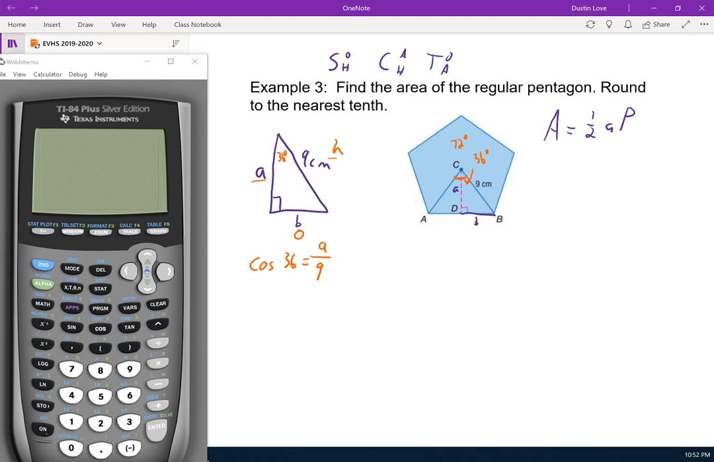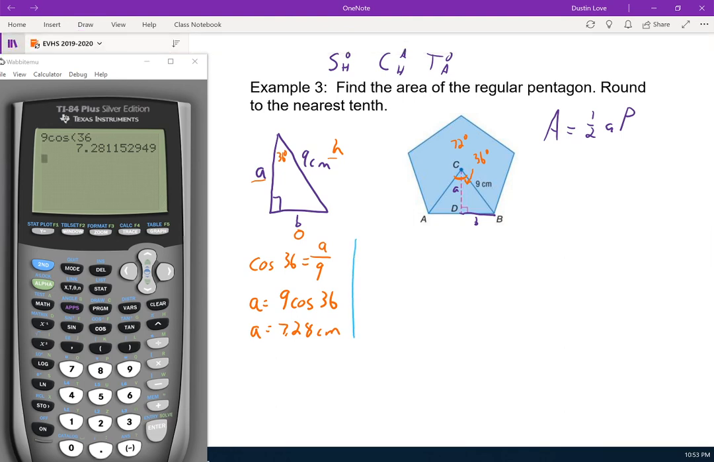Now we're going to cross multiply. A is equal to 9 cosine 36. And as always, when we go to do this, make sure your mode is in degrees before you do anything else. 9 cosine 36. My apothem is 7.28, and I believe that is centimeters.